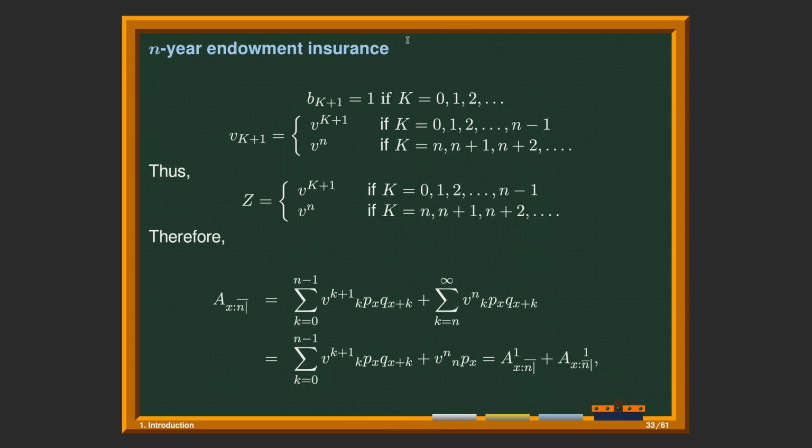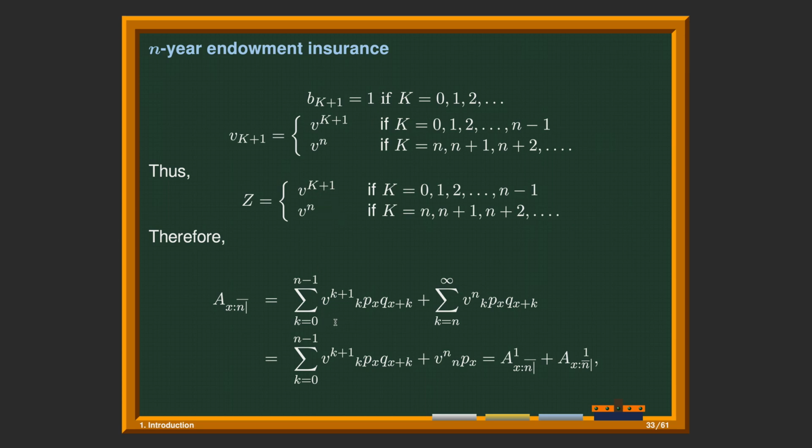For the n-year endowment insurance, again, the benefit is 1 unit for any k, but the discount function now is v to the k plus 1 if k is 0, 1, 2 up to n minus 1, and v to the n if k is n, n plus 1, and so on. We take note that the benefit is paid at the end of n years if the insured is still alive during that time. So the value Z takes this form, assuming again that the benefit is 1 unit, right? So Z takes this form.